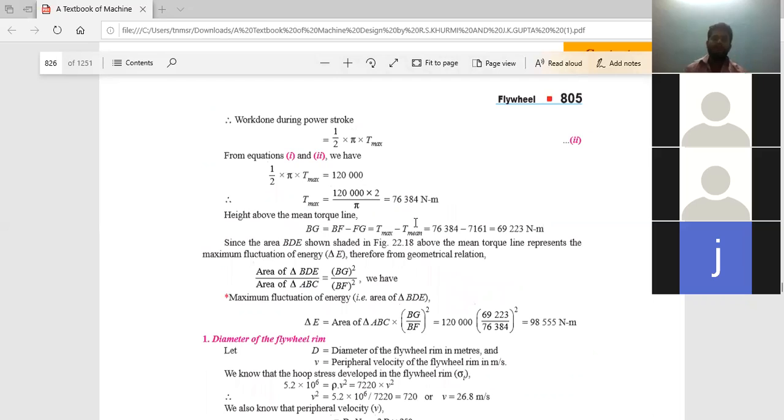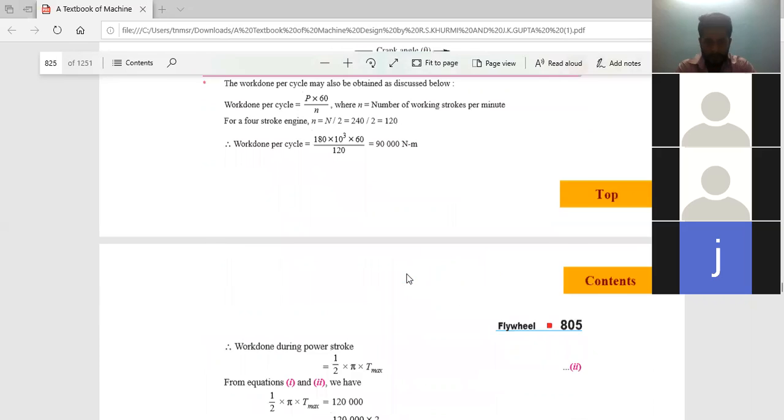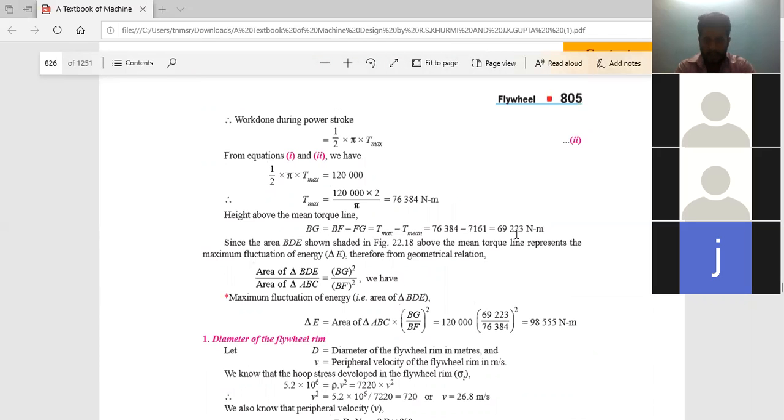Fine. Now, if I have got the value of T max, I can calculate BG. What is BG? BG is nothing but BF minus GF. BF is nothing but T max. Already I have calculated GF, which is T mean. Let us subtract. If you subtract, you will get the value of BG, which is 69,223 Newton meter. Is it clear?